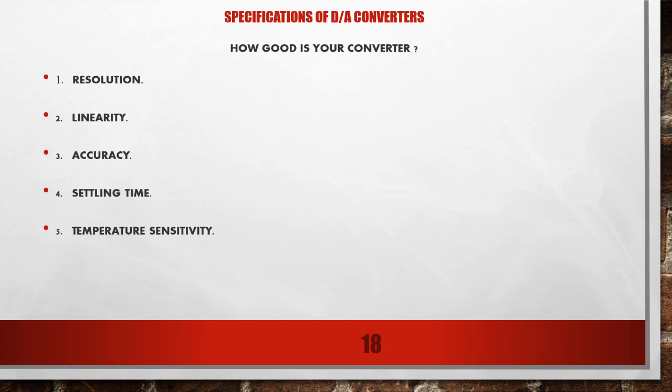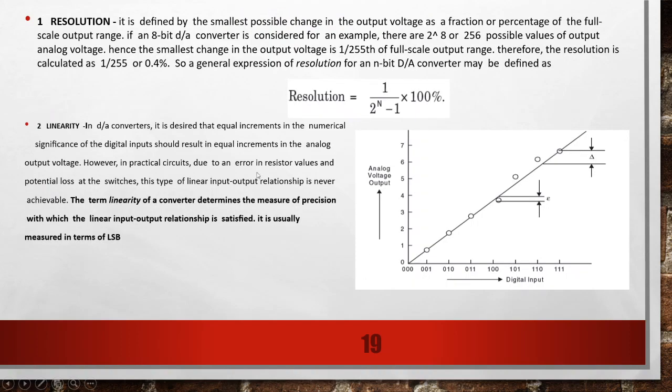So, for a DA converter, the first thing is resolution. What's the resolution? It is defined by the smallest possible change in the output voltage as a fraction or percentage of the full scale output voltage. For an 8-bit DA converter, we have 2 to the 8 levels, including 0. So basically, the range 0 to V is divided into 255 steps. The smallest change in the output voltage is 1 by 255 of the full scale output voltage. Therefore, the resolution is 1 by 255 or 0.44%. So the general resolution of an n-bit system is 1 by (2^n minus 1) into 100.